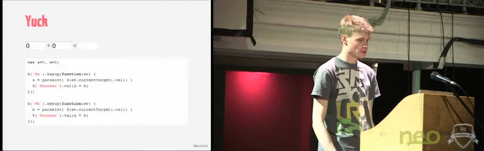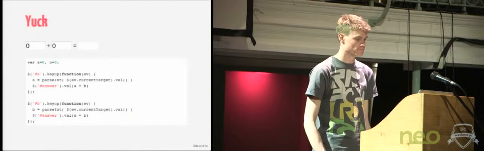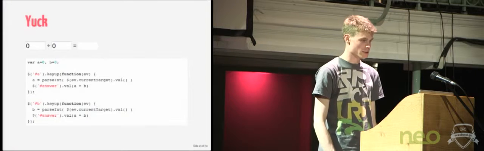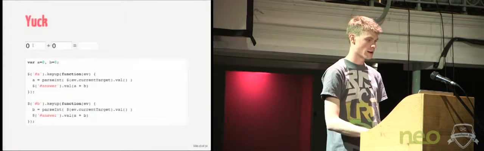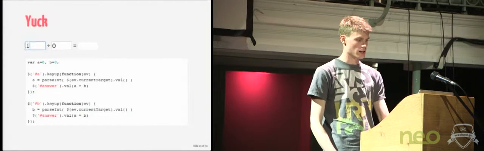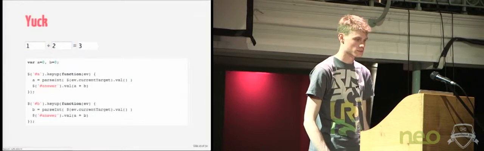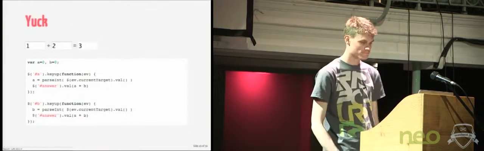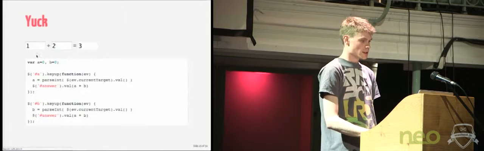So by way of an example, let's make a little spreadsheet. So here's our jQuery spreadsheet. We have two divs. When I type numbers, we get 1 + 2 = 3. Nice and simple. Here's the code.